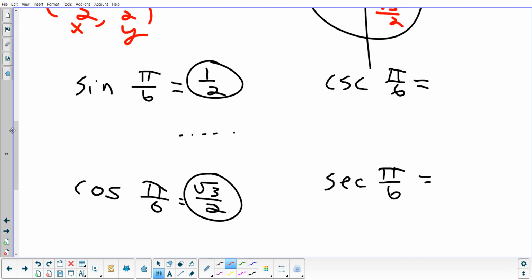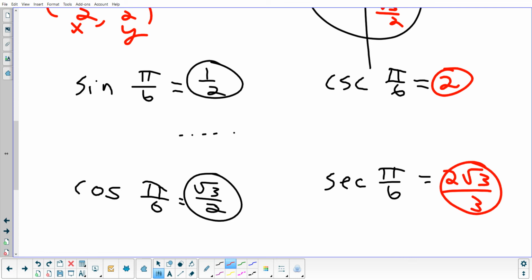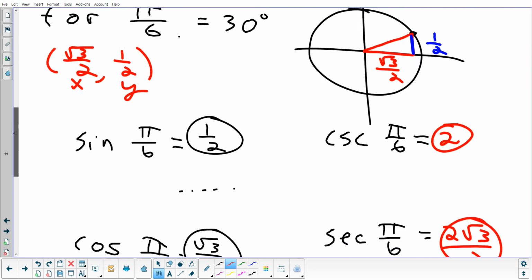Okay, Dylan, how about my cosecant? What's that going to be? Should be 2. Well, we're just going to flip the sine. And anyone think they can give me the secant? The final answer we would write down. Yeah, 2 times square root of 3 over 3. Perfect. So he flipped it and he fixed it so the root wasn't in the bottom. So there's all 6 trig functions for 30.